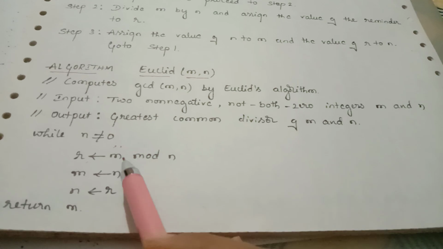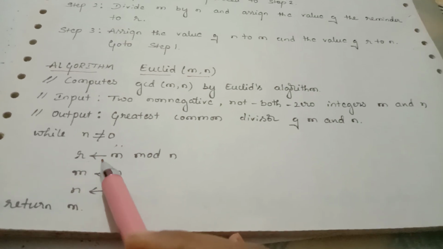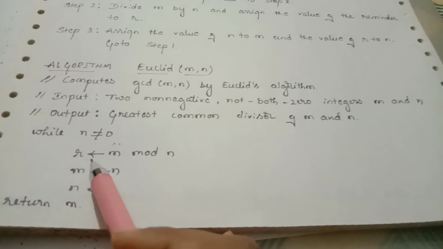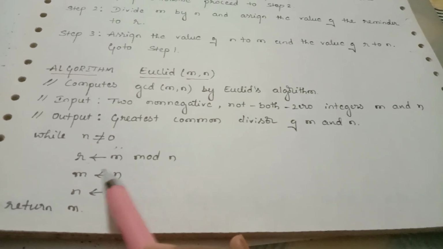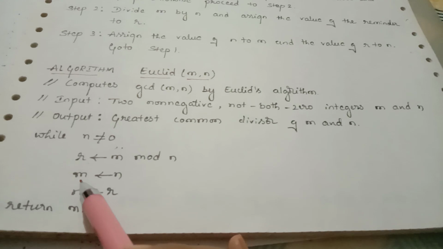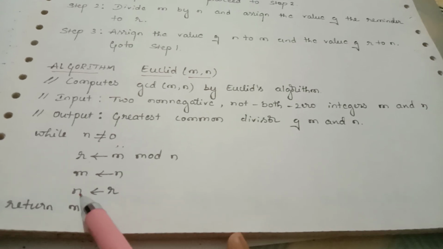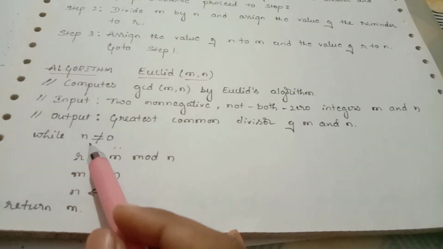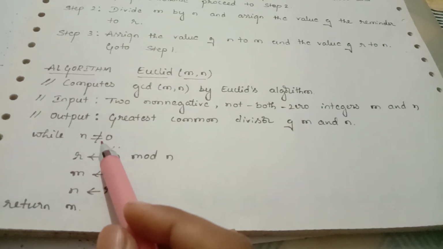So you have to assign this value to r. Here the arrow mark indicates equals to. So r will be assigned the m mod n value. And then after that, we have to change the m value to n and the n value to r. And again we have to go back here and check whether n is not equal to 0 or not.